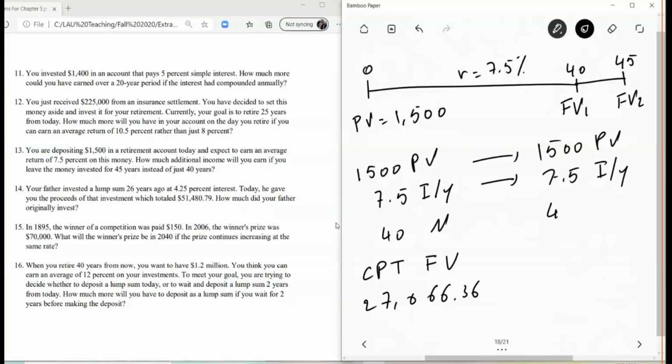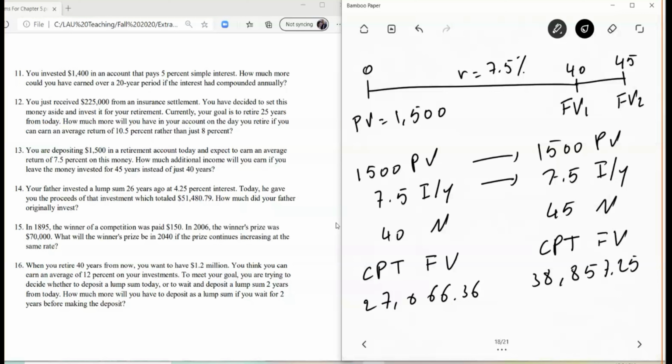However, here I have 45 N. I compute FV, and the answer here is 38,857.25. So now, the difference between those two values, FV2 minus FV1, is equal to 11,790.9. So if you invest over 5 additional years, you're going to get an additional $11,791.